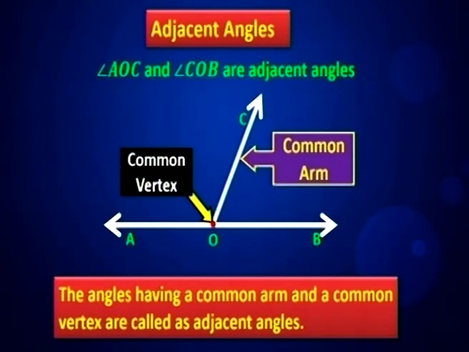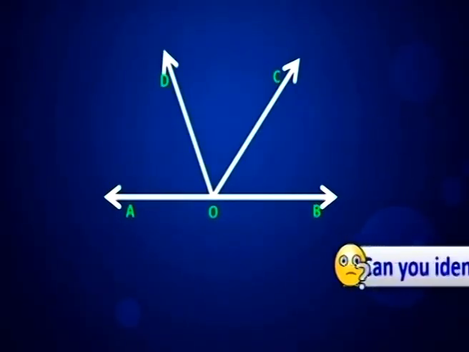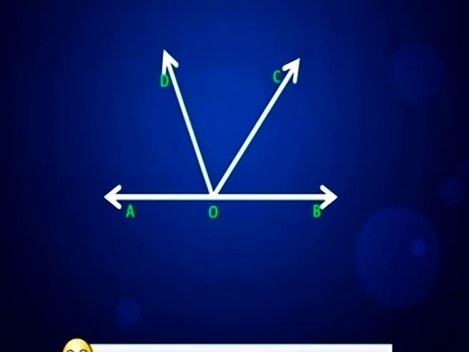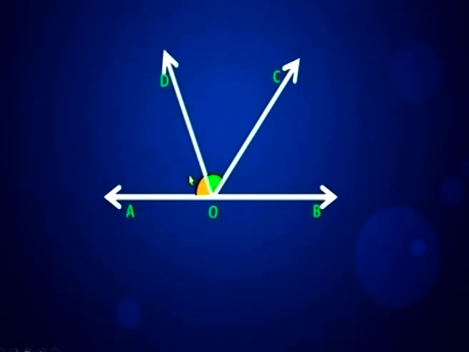Now children, can you tell what the adjacent angles shown on your screen now are? Yes, it is angle AOC and angle COB. These two are called adjacent angles. Now take a look at this figure shown on your screen. Dear children, can you identify the adjacent angles shown on your screen? Let's see. Here angle AOD and angle DOC form a pair of adjacent angles.